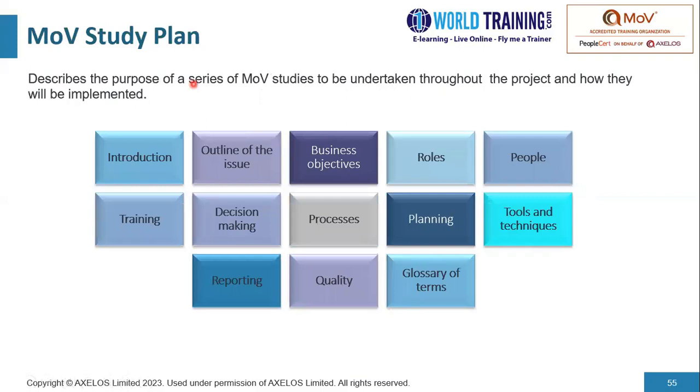Now, MoV study plan is basically a document that describes the purpose of a series of MoV studies to be undertaken throughout the project and how they will be implemented. So typically in an MoV study plan, the contents would include an introduction, outline of the issue, business objectives, who are the people involved and what are their roles, training, decision-making authorities, processes, planning, tools and techniques to be adopted, reporting, quality, and glossary of terms. These are some of the contents that go into an MoV study plan.